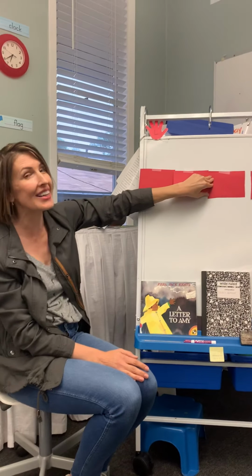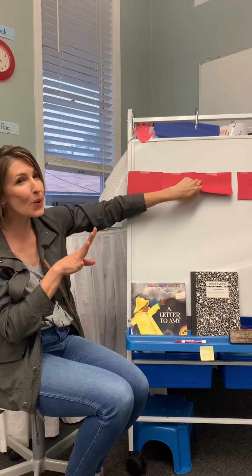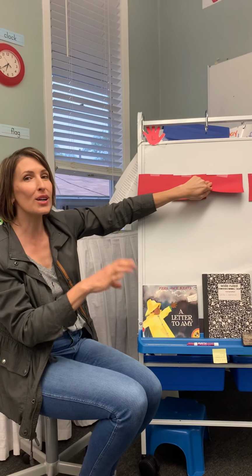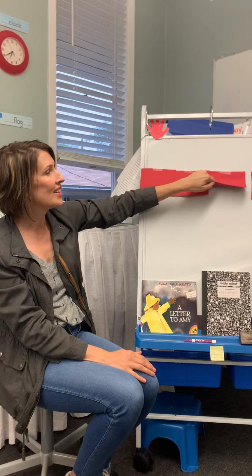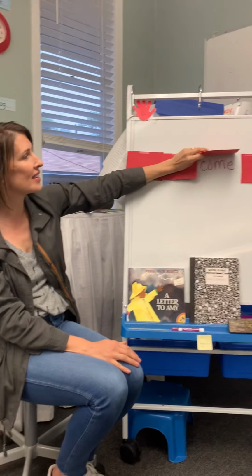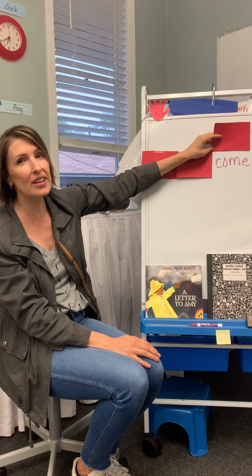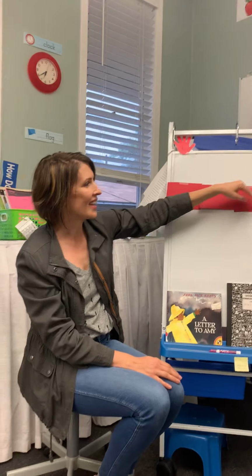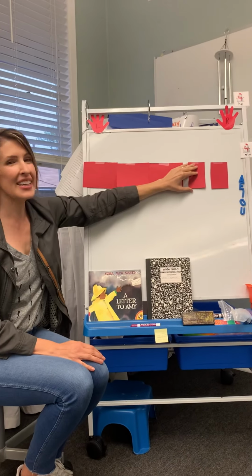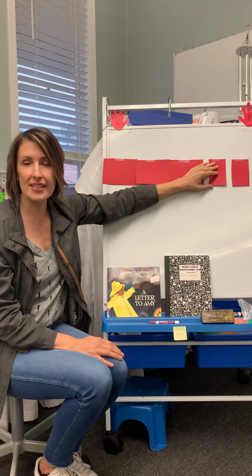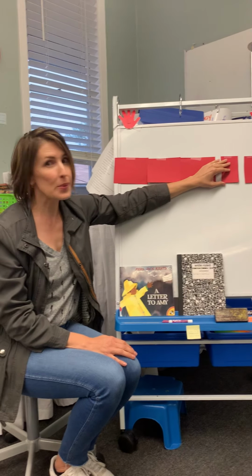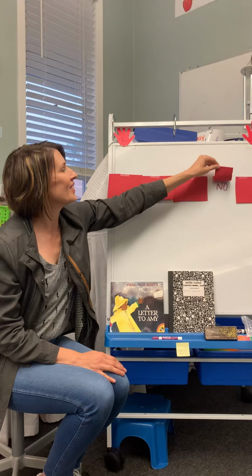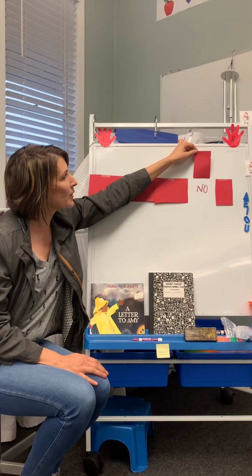The clue I was going to give with that is that it has four letters and it starts with the letter C. So if you saw it, this was it. What's the word? Come, right. And down here, this word is the opposite of yes. So what is it? You're right, it's no.